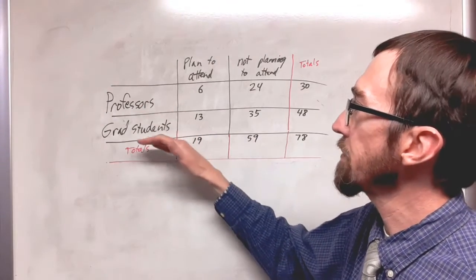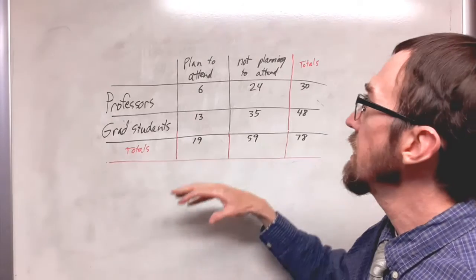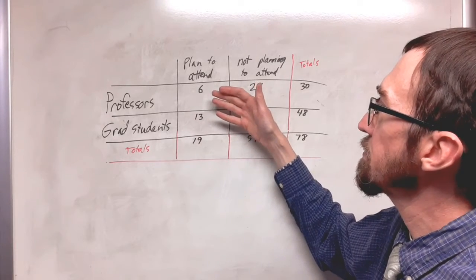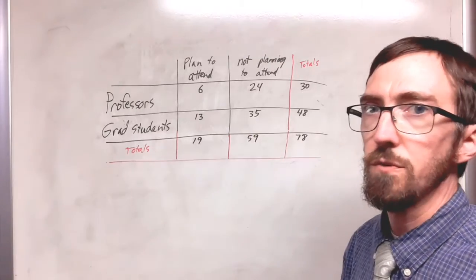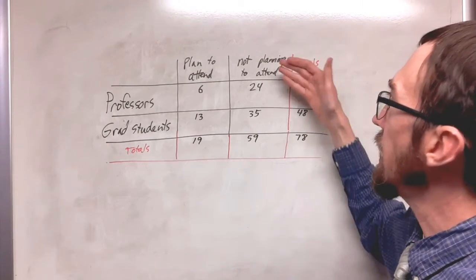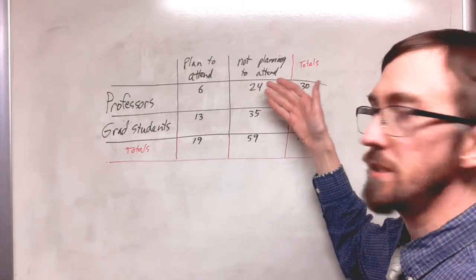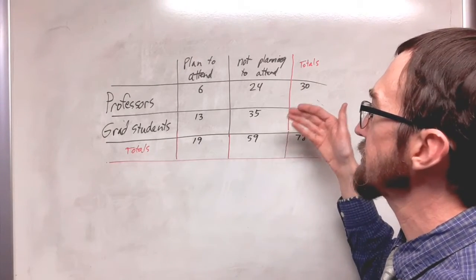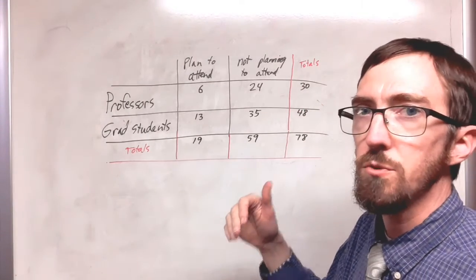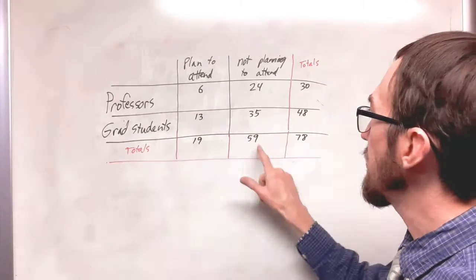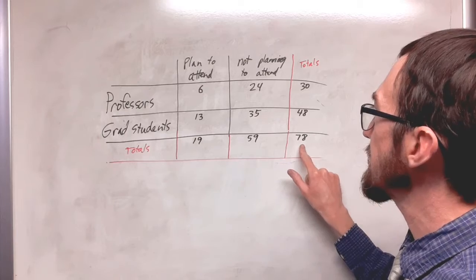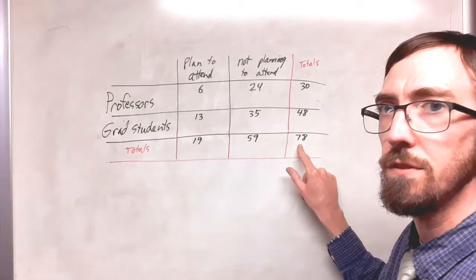They've surveyed professors and graduate students, and they found that 6 professors plan to attend, 13 graduate students plan to attend, for a total of 19. Not planning to attend are 24 professors from their department and 35 students from their department, for a total of 59 not attending. If you add these two together, we get 78 total people in this survey.